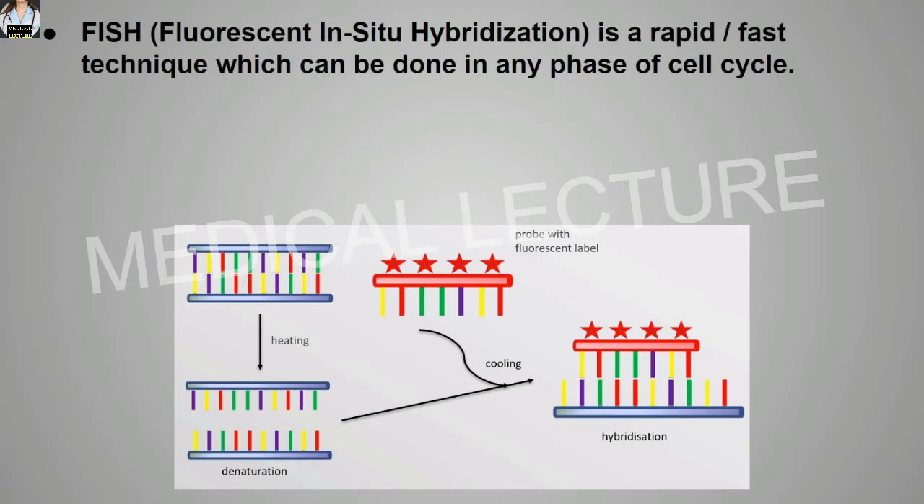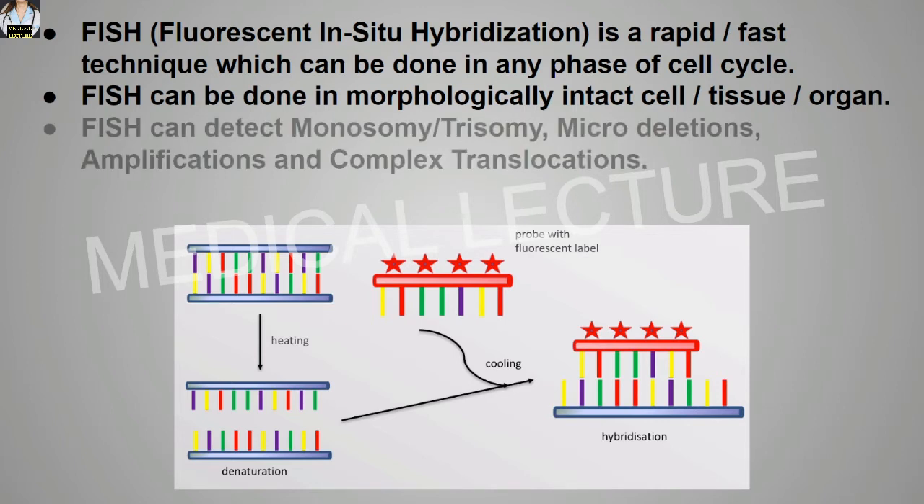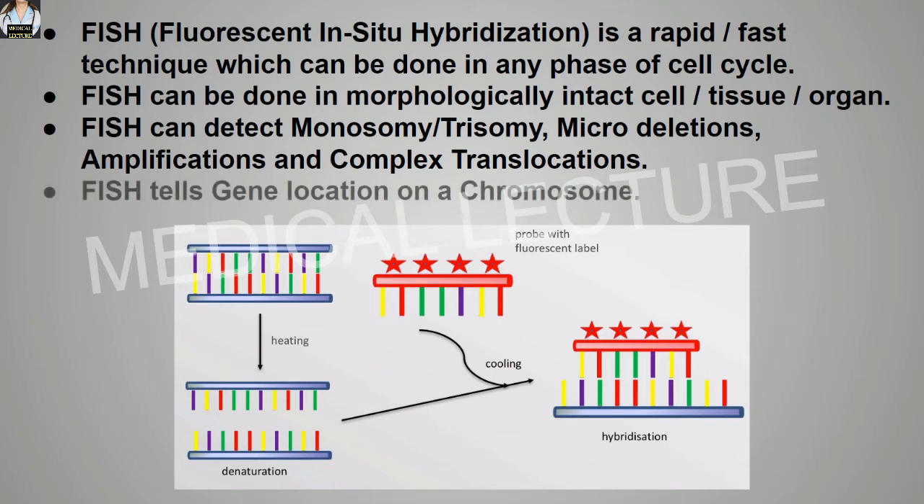Now fluorescent in situ hybridization. This is actually a rapid technique which can be done in any phase of the cell cycle. Fluorescent in situ hybridization can be done in morphologically intact cells, tissues or organs. It can detect monosomy or trisomy, even microdeletions, amplifications, and complex translocations also. Fluorescent in situ hybridization tells the gene location on a chromosome.